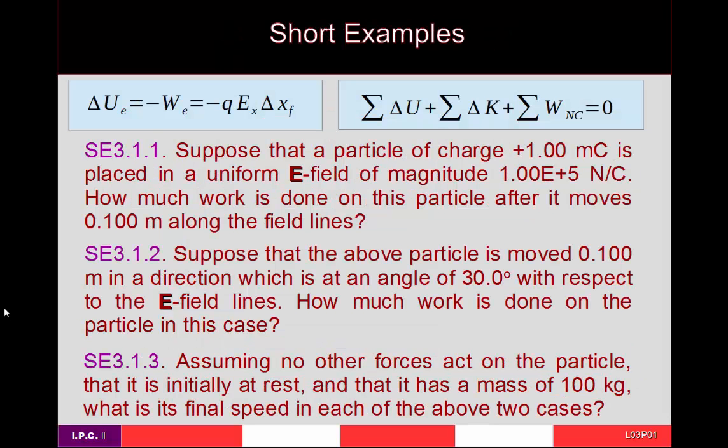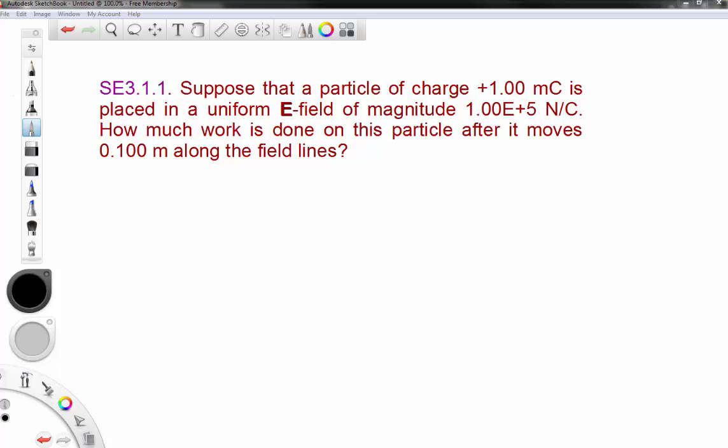So I want to work a few short examples with basically electric potential energy before moving on to talk a little more about electric potential. So we have a particle of known charge placed in a uniform field of known magnitude, and it moves along the field lines by a known distance. We want to know how much work is done.